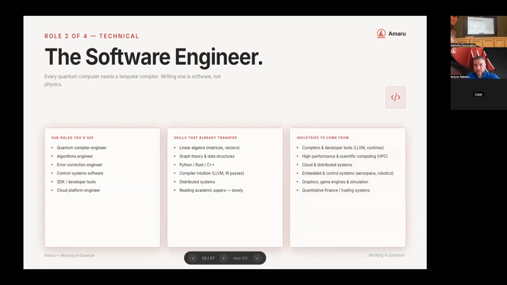And again, where these industries are coming from: folks that are working in developer tools, high performance and scientific computing. If you're in any of that, there's a pathway. In cloud and distributed systems, embedded control systems, graphics, game engines and simulation, quantitative finance and trading systems, it sounds counterintuitive, but there is a pathway in there.